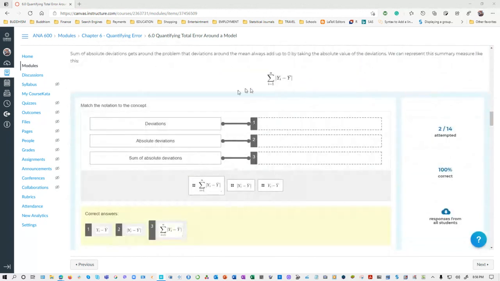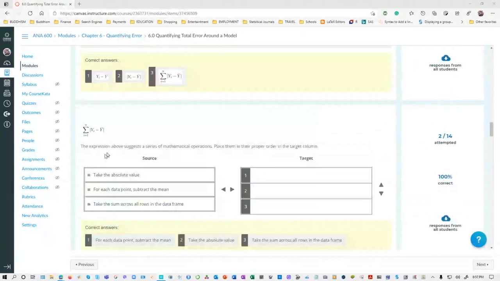That's what they are trying to do. Which part is the deviation? This part: y minus y bar. Or sometimes you can say y minus y hat, or y minus b naught. That's the same thing. And then take the absolute value, which means the parallel lines at the beginning and at the end. Then take the sum, which is denoted by this notation.